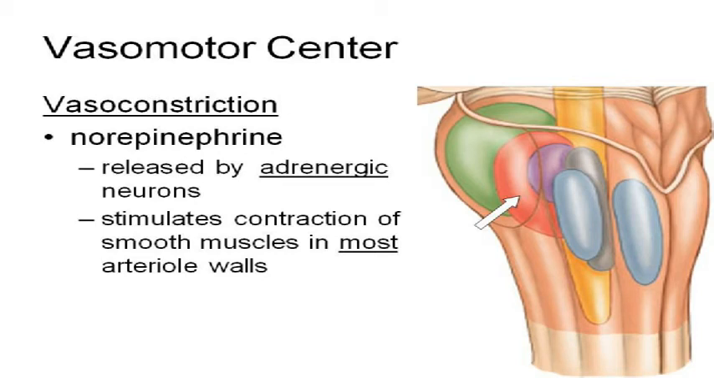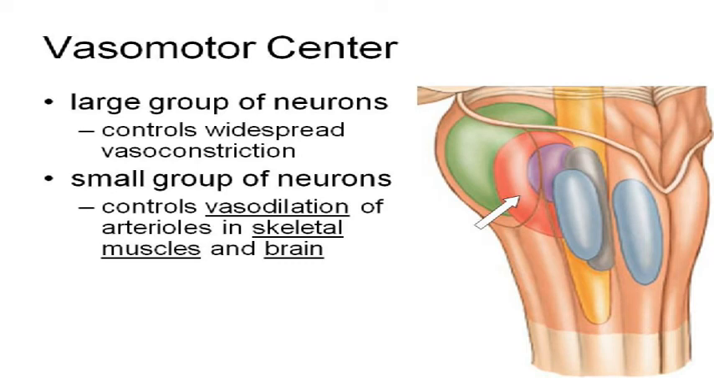So again, norepinephrine, any neuron that releases norepinephrine is called an adrenergic neuron. Remember that the neurons that release acetylcholine are called cholinergic. So this adrenergic just means the neurotransmitter norepinephrine is produced. And so that stimulates contraction or vasoconstriction. Contraction of the smooth muscles produces vasoconstriction in most of the arterial walls. The ones in the digestive system, urinary system, skin, liver, those kind of places. So these neurons are adrenergic neurons, this large group of neurons.